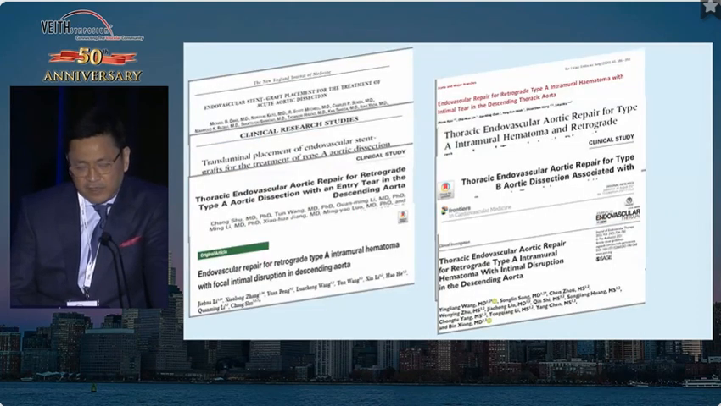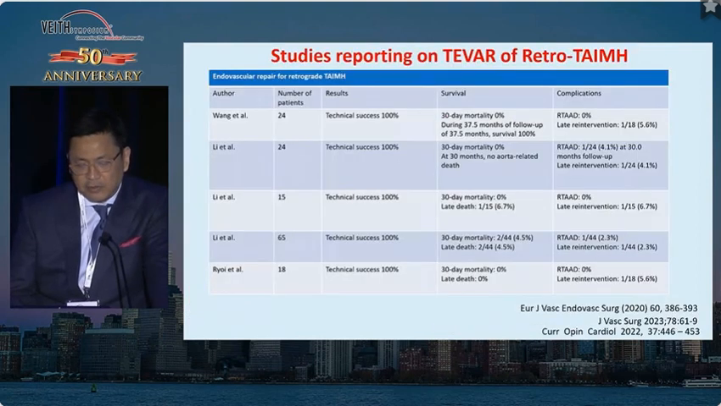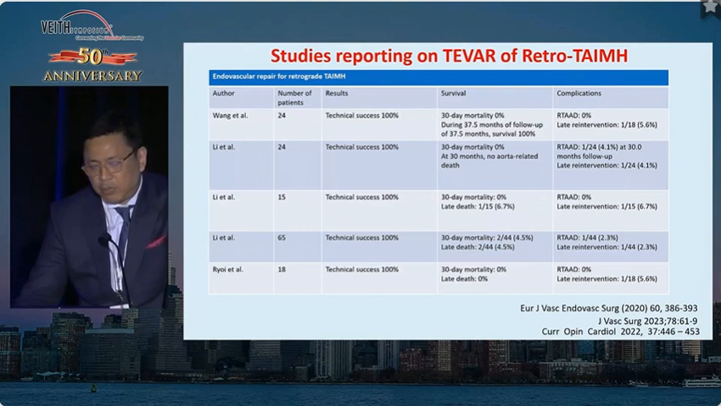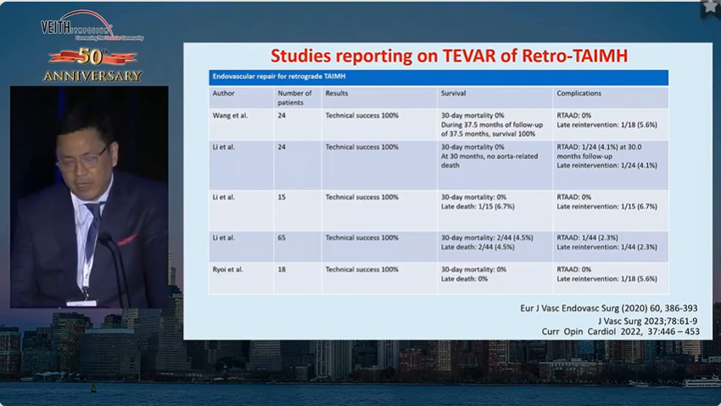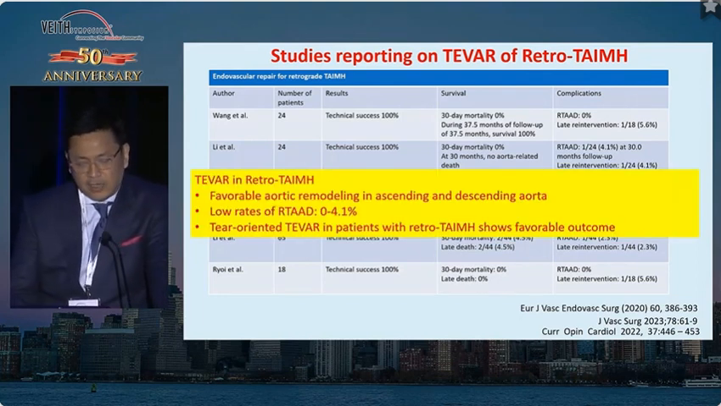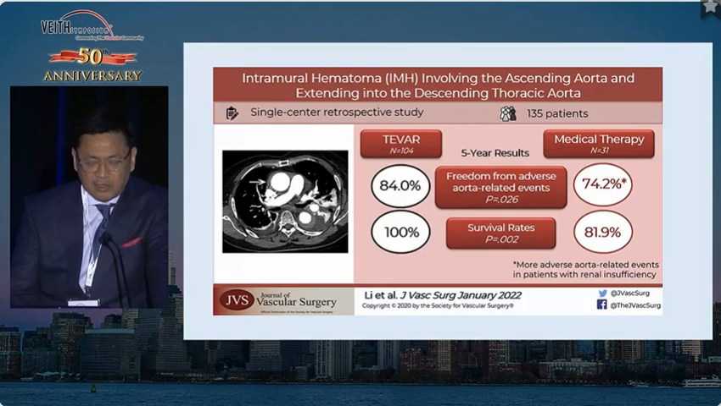So the paper by Professor Dake that has been published is the first case treating retrograde type A dissection. There have been several publications afterward, and all these studies reporting on TEVAR for retrograde type A intramural hematoma show favorable aortic remodeling, both ascending and descending, and very low rates of retrograde type A aortic dissection, and the tear-oriented TEVAR procedure shows favorable outcome with almost 100% technical success.